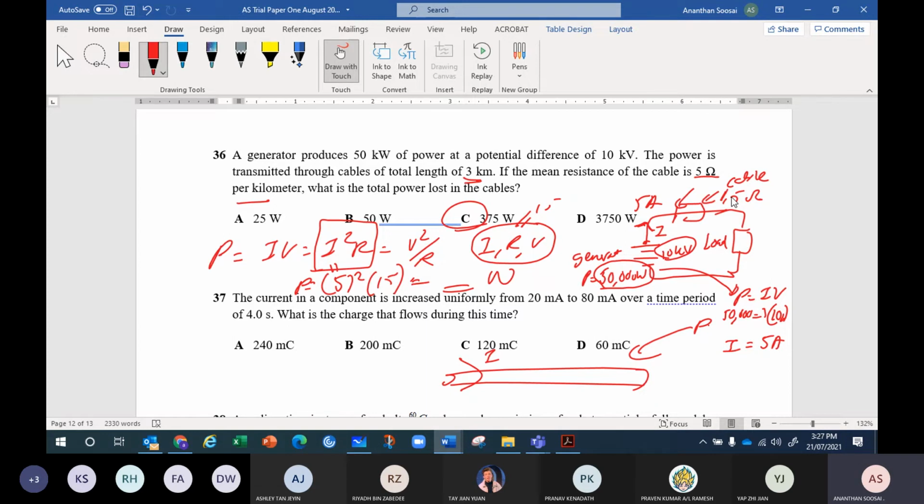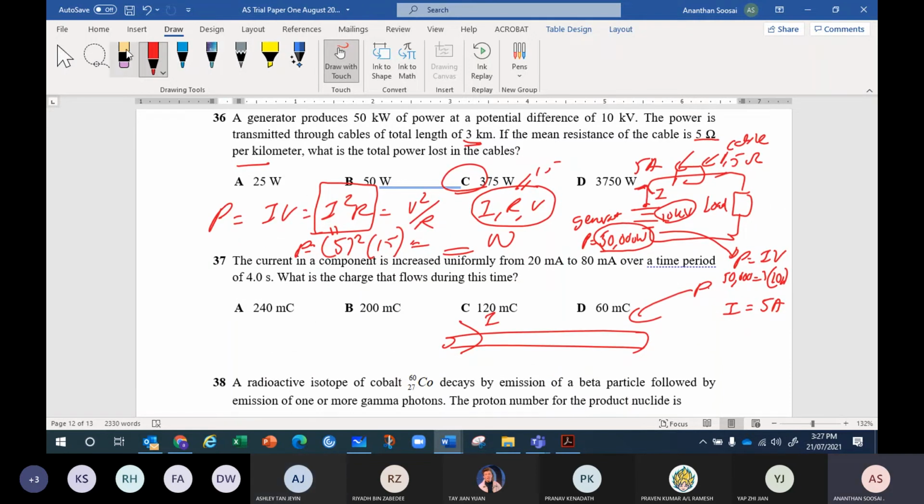Okay, so any other questions? 37. Okay, so 37. Let me clear this. The current in a component is increased uniformly from 20 milliampere to 80 milliampere over a time period of 4 seconds. What is the charge that flows during this time? Okay, so the formula that comes to your mind about current and charge is I equals Q over T. This is the formula.